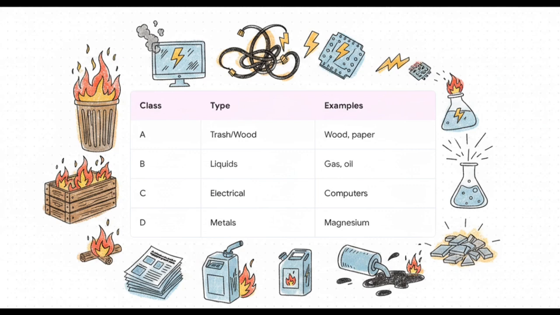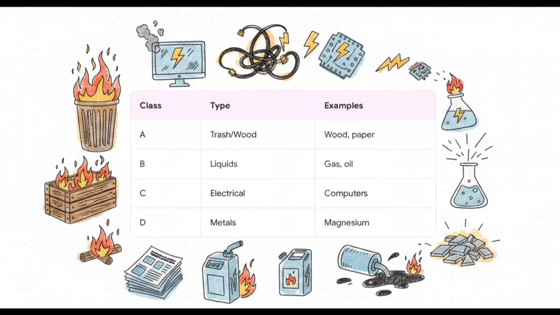Class A involves your ordinary combustibles, stuff like trash, wood, paper, and cloth. Then there's Class B, which covers liquids and greases like gasoline or cooking oil. Class C introduces energized electrical equipment, so here we're dealing with live currents inside computers or server racks. But take a close look at Class D. These are highly combustible metals like magnesium, sodium, or titanium.